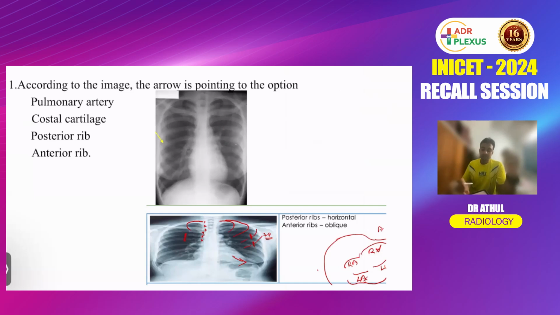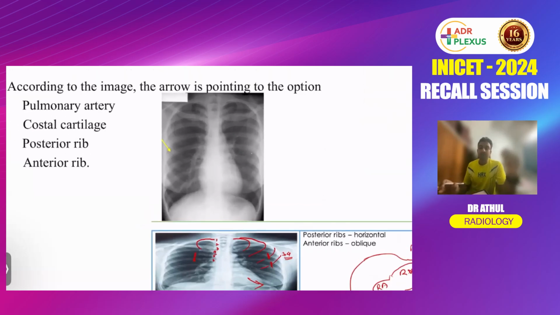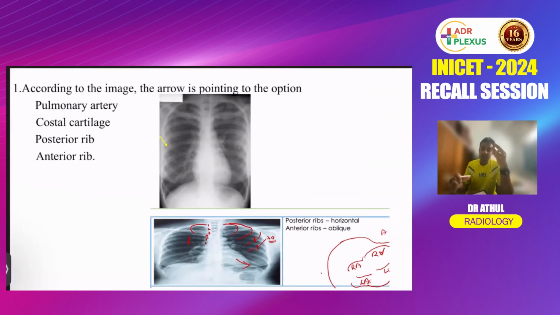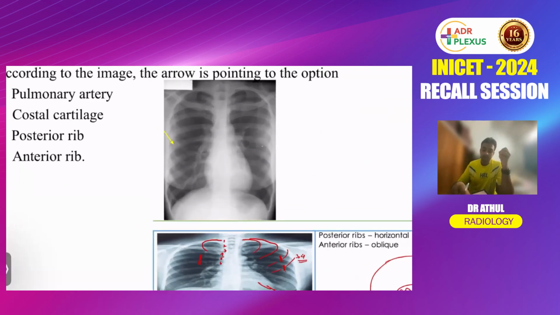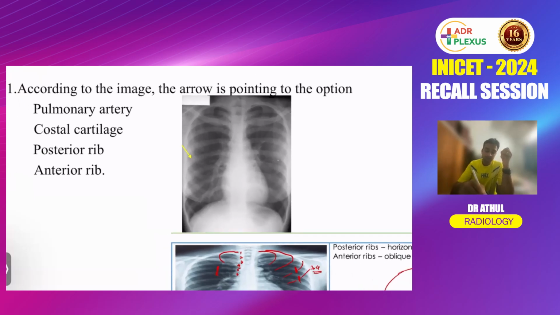First question, this is actually one of the favorite questions of examiners. First, this question was introduced in FMG. Then this question was asked in INICET. Now again, they have repeated this question. In this question, they are asking you to identify the anatomical structure which they have given.